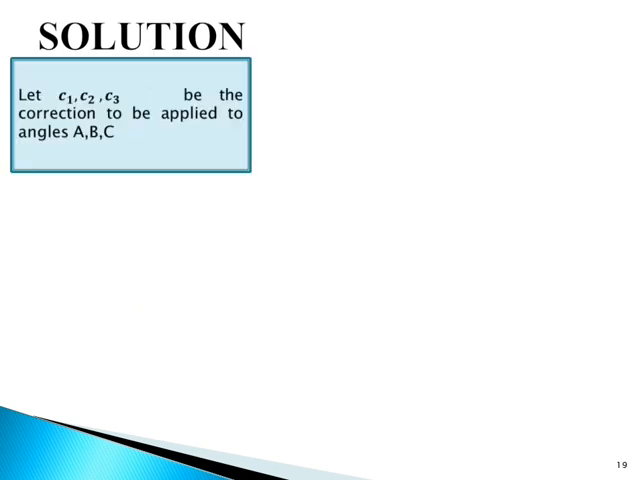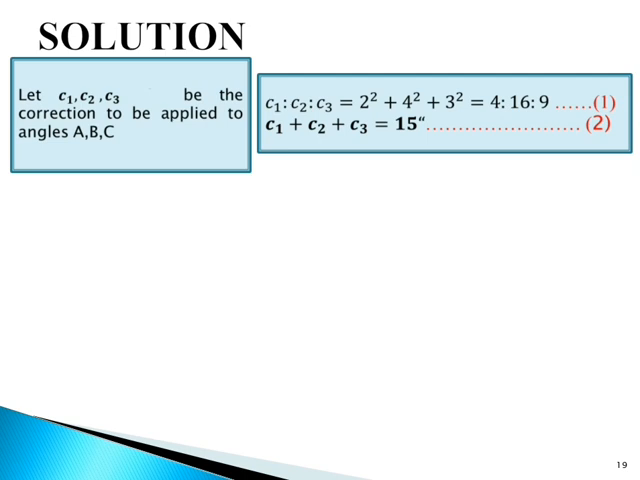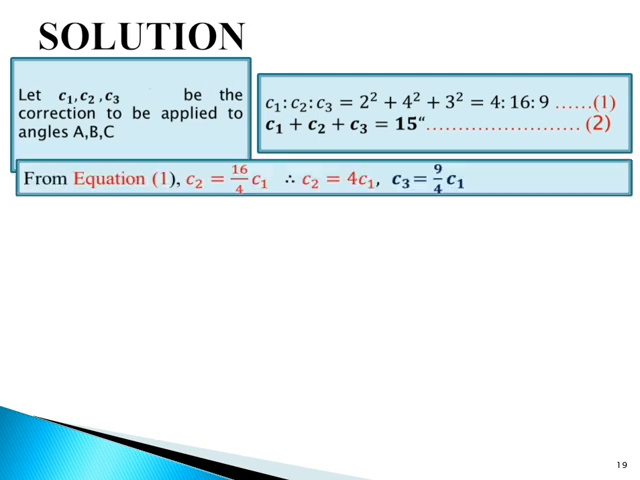So let's see its solution. Let C1, C2, C3 be the corrections to be applied to angles A, B and C. So C1 : C2 : C3 is equal to 2 square : 4 square : 3 square, which is 4 : 16 : 9, which is our equation number 1. And C1 plus C2 plus C3 is equal to 15 seconds, which is our equation number 2. So from equation 1, C2 is equal to 16 divided by 4 C1. Therefore, C2 is equal to 4 C1 and C3 is equal to 9 by 4 C1.